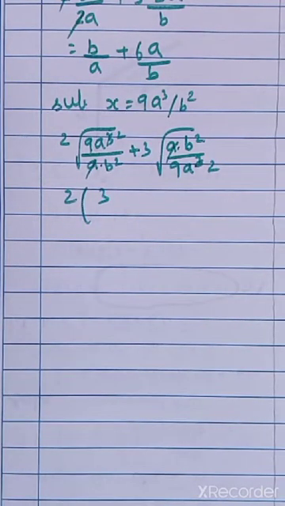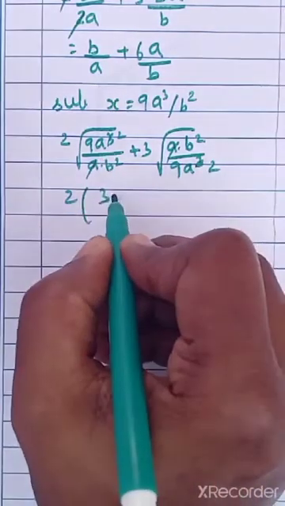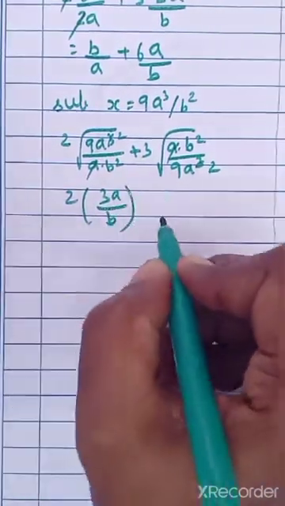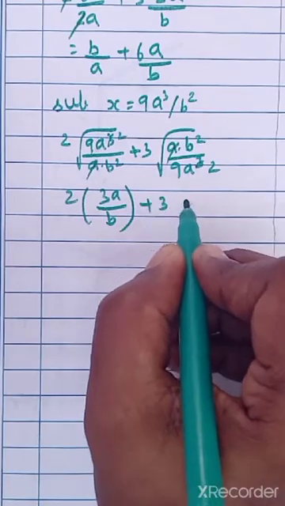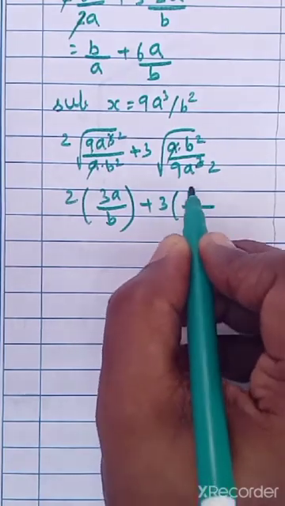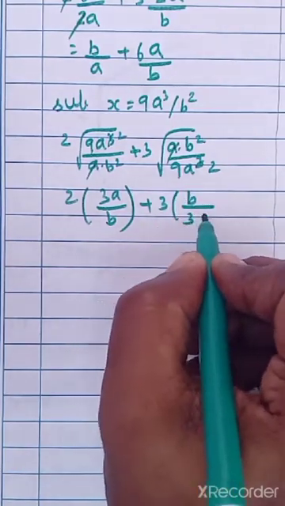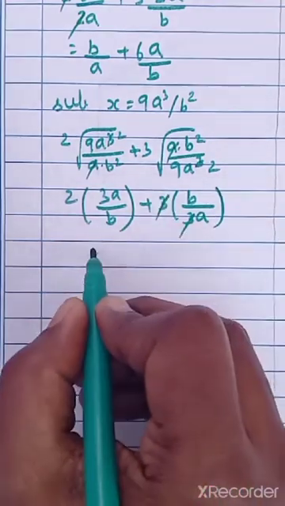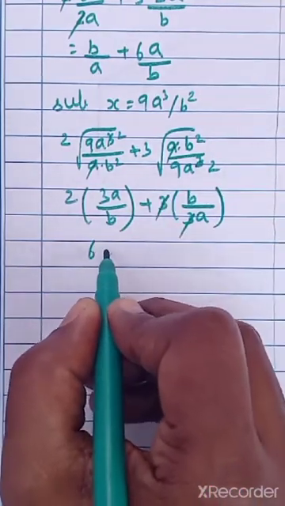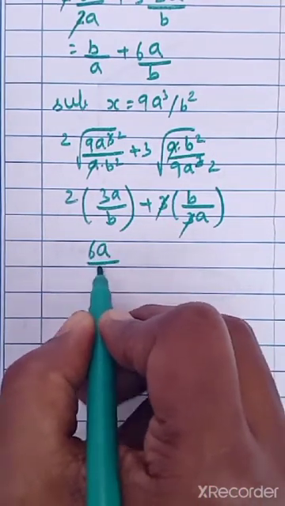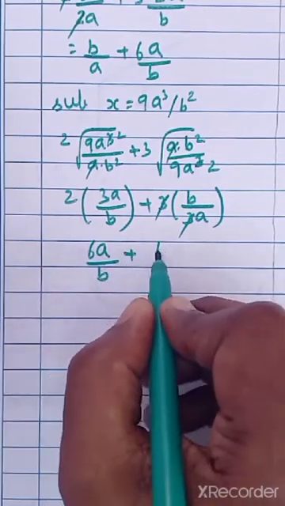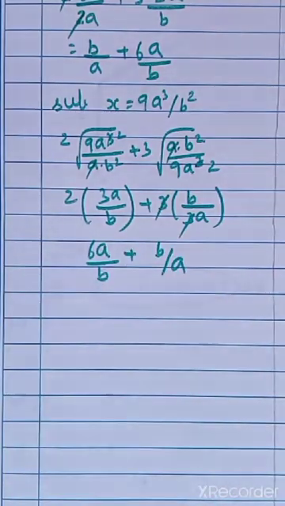3 into a by b plus 3 into b by 3a. So 3 cancel ஆகிடும். So your answer you will get 6a by b plus b by a, correct? So if we substitute both the values we will get the solution, right?